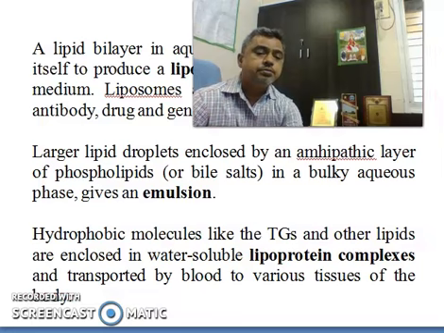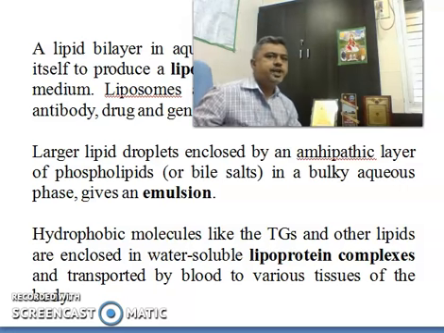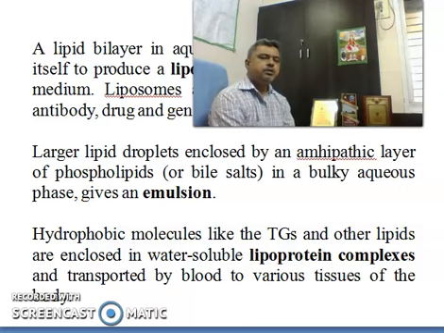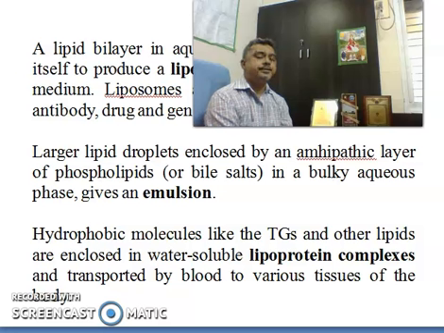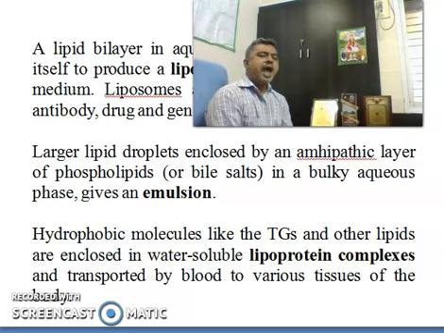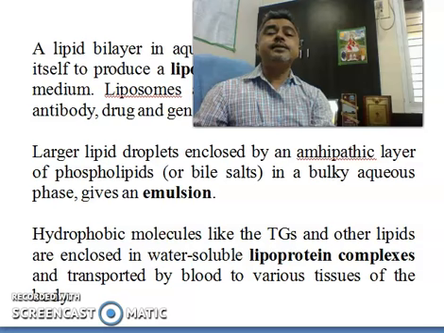Now each one has a certain function too, which I will include later on, but we are discussing lipid bilayer. In the aqueous phase, a lipid bilayer can fold back on itself to produce liposomes. These liposomes enclose aqueous medium. Now, what are the functions of liposomes? Then you have to understand these.